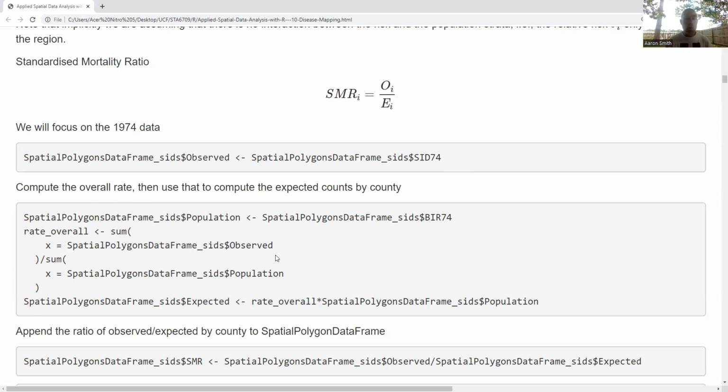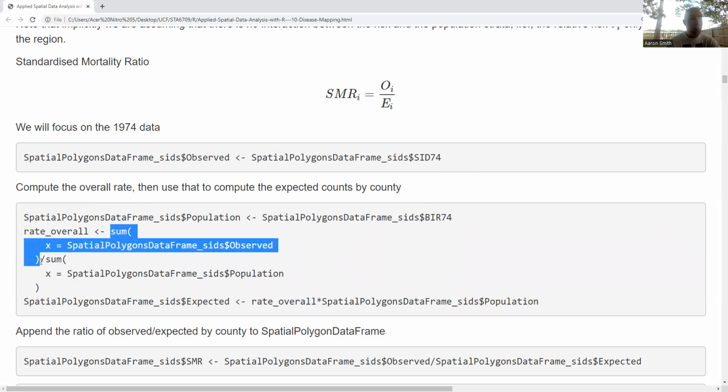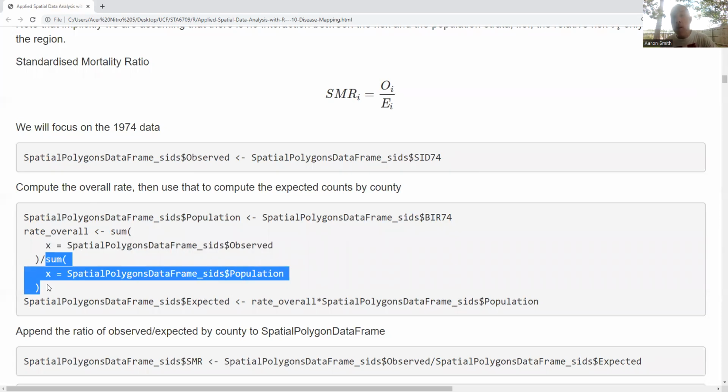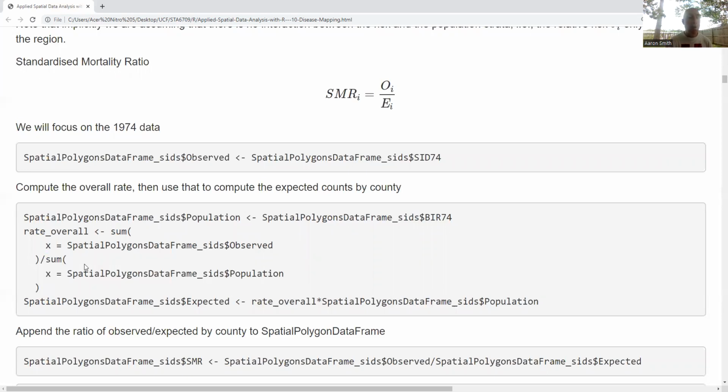All right, so to get the expected rate, I'm going to take the sum of the observed cases in each county and the population in each county, add it all up, take the ratio, and that's my overall rate. Now, to get the expected value, I multiply the overall rate for all of North Carolina times the population in each county. And so this is my estimate of the expected number of SIDS cases per county.